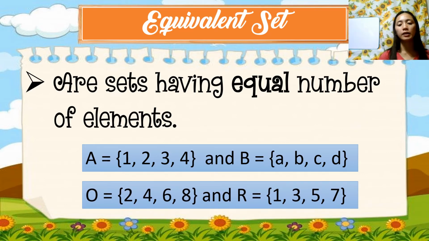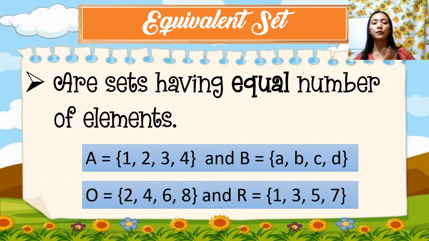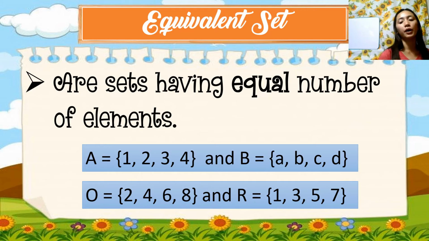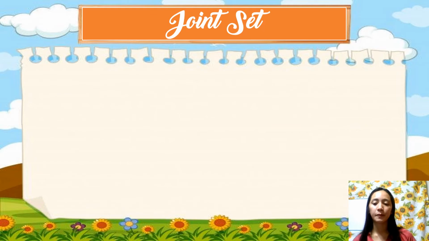Second example, we have here set O contains 2, 4, 6, 8, and set R contains 1, 3, 5, and 7. Though they don't contain the same elements, they are to be called equivalent since they have an equal number of elements.